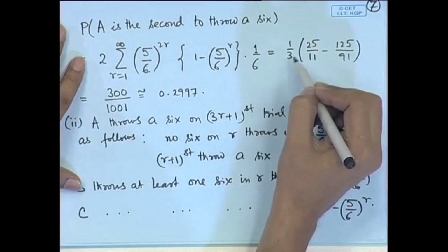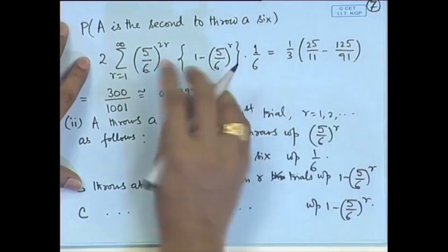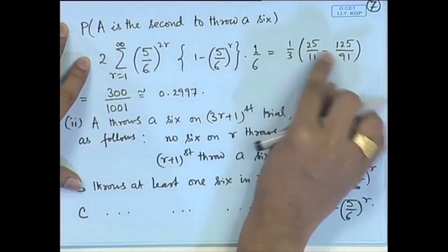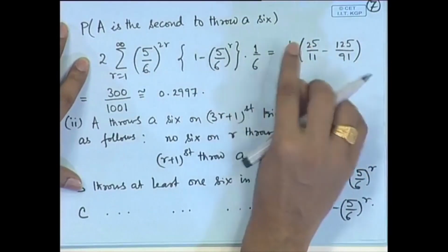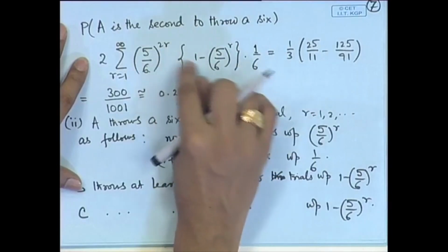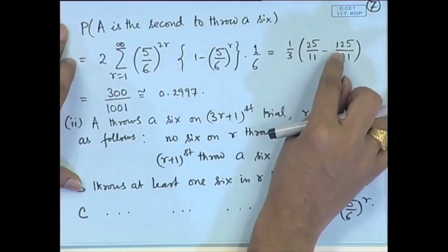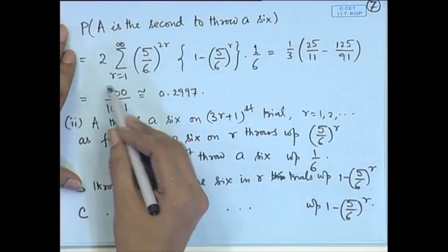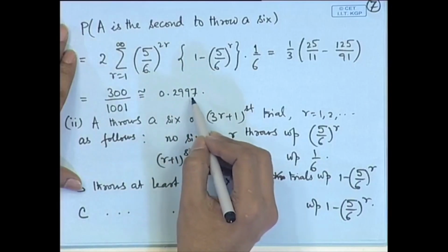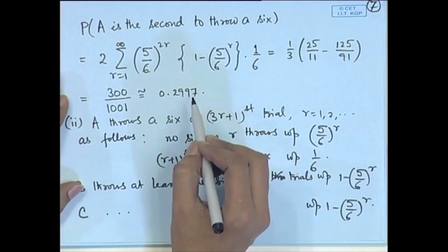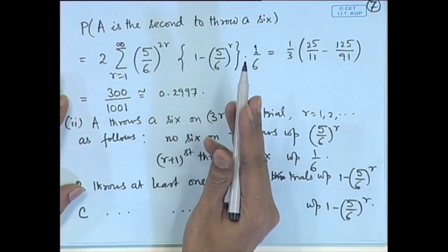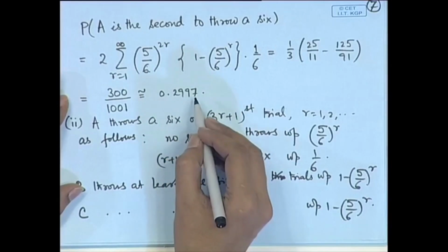Now, we can simplify this expression. This is 1 by 3 into the sum of one infinite geometric series minus the sum of another infinite geometric series, with the common ratio either 5 by 6 square or 5 by 6 cube. So, we can evaluate this, and after simplification it turns out to be 300 by 1001, which is nearly 0.3. That means the probability that A will be the second player to throw a 6 for the first time is nearly 0.3.